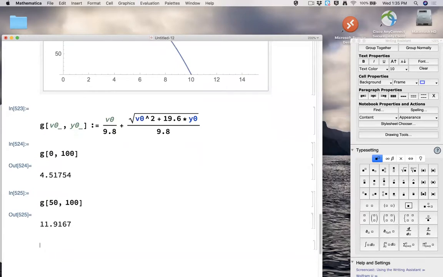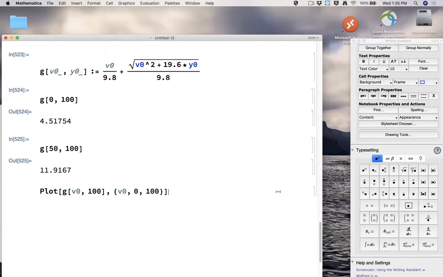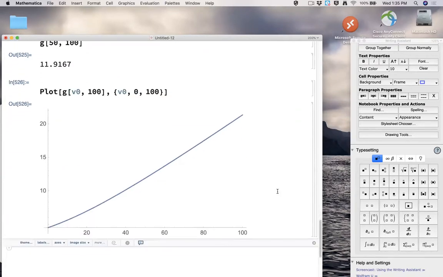I could even graph this. Plot G of v0, y0. But wait a minute, if I plot it, what's the variable? Is it v0 or is it y0? Well, it can be either one. Let's make it be v0 and let's set y0 equal to 100. And let v0 change from, say, 0 to 100. I can plot the time when it hits the ground as a function of the initial velocity. And get this.